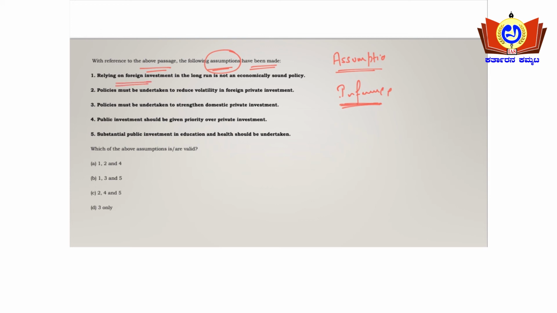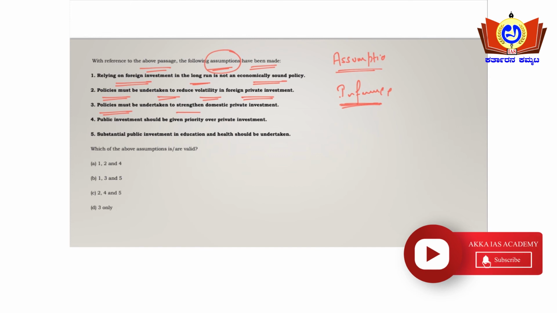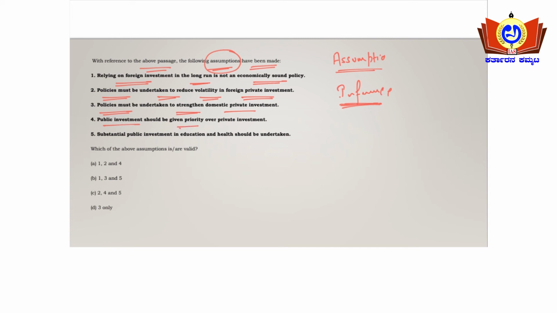First option: relying on foreign investment in the long run is not an economically sound policy. Policies must be undertaken to reduce volatility in foreign private investment; they are not talking about policies here. Policies must be undertaken to strengthen domestic private investment. Public investment should be given priority over private investment. Substantial public investment in education and health should be undertaken. So the passage has been talking about foreign direct investment and its negative consequences, right? Okay.